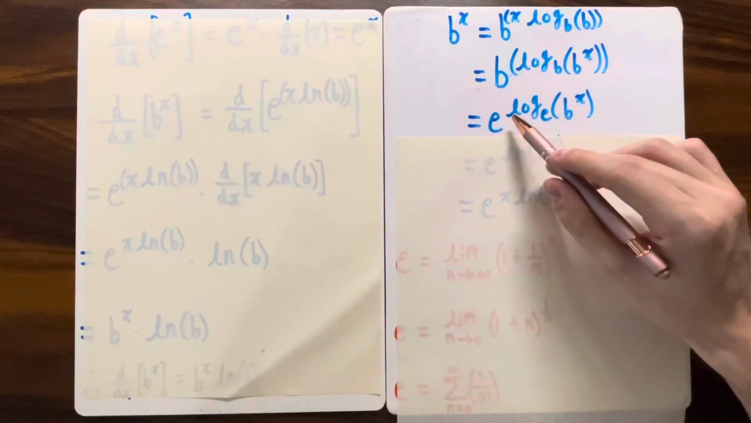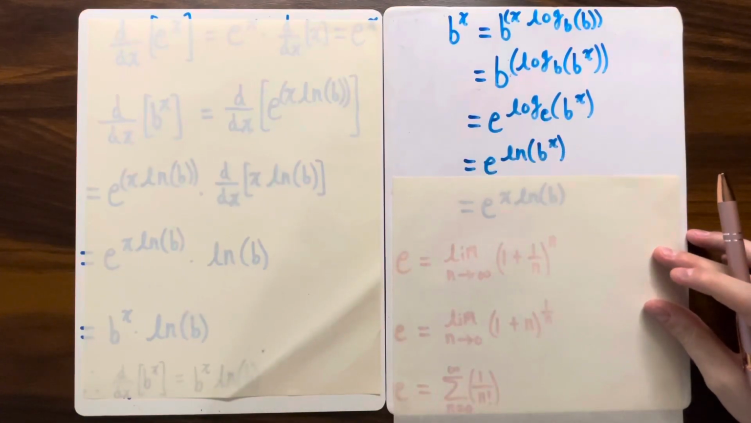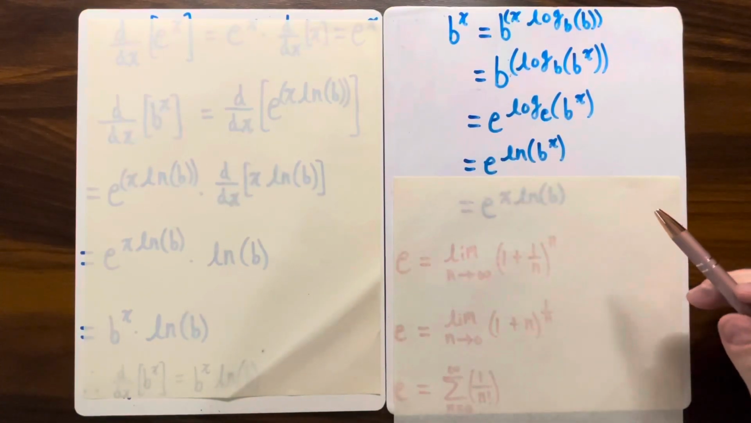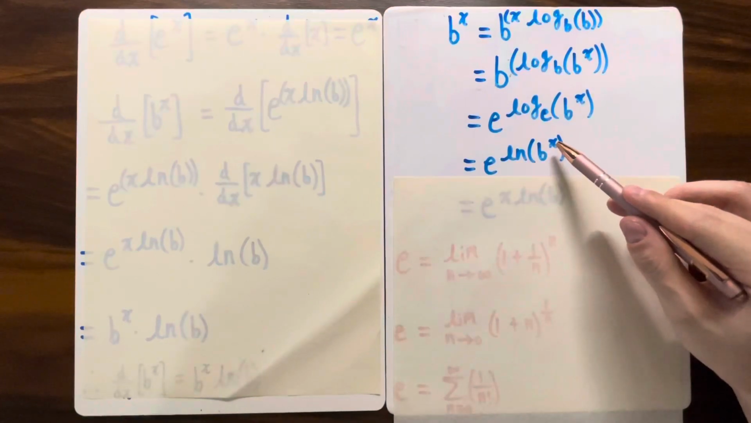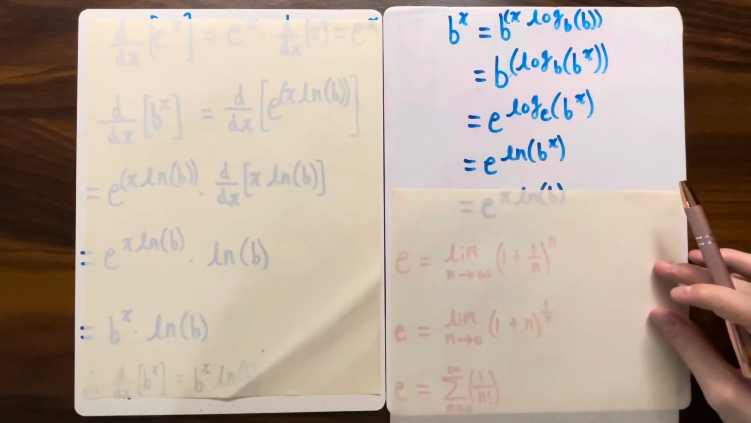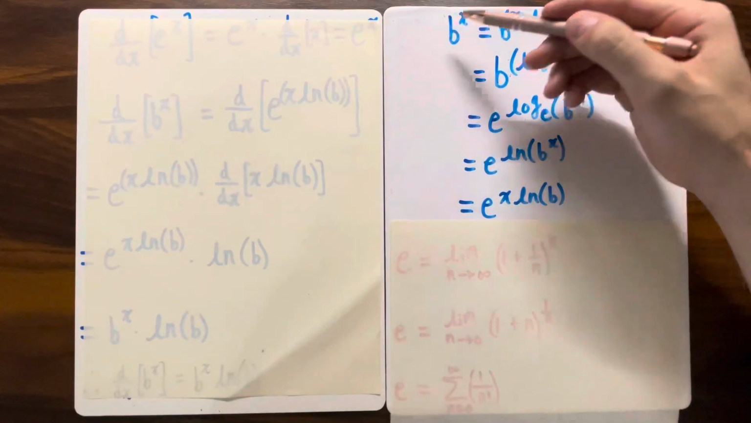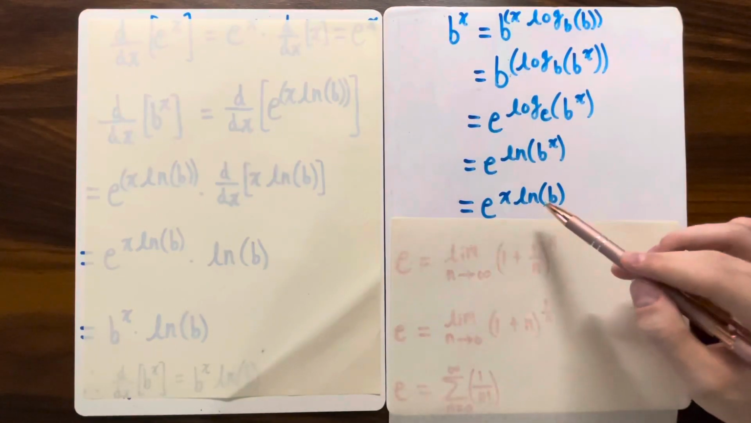Why use e? Well, because e is very nice, as we'll see later. And of course, we can write log base e as ln. So this is all the same thing. And now we can use the power rule, bringing this x to the front, and we get this. So we know that b to the x is the same thing as e to the x ln of b.